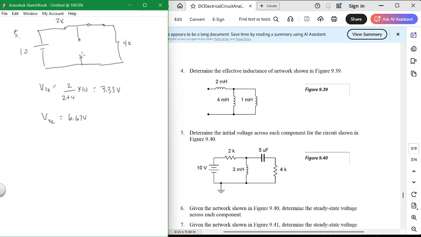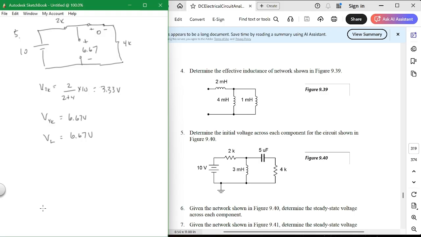Now, what's the voltage across the inductor? What's the voltage across here? Well, the voltage across here is 0. It has to add to what? This is 6.67. So the initial condition of voltage across the inductor is equal to 6.67 volts. The initial voltage is 6.67 volts. Does everybody understand that? So you work backwards, right?